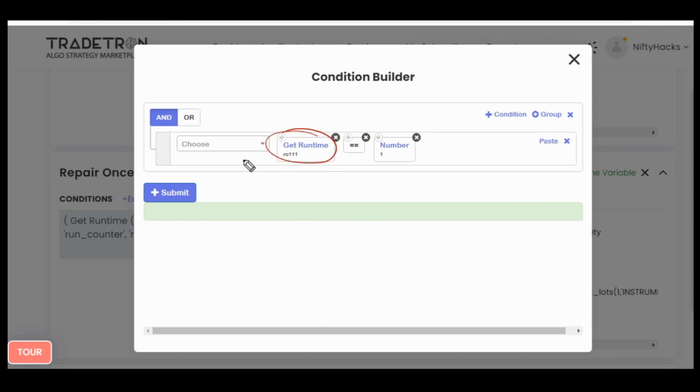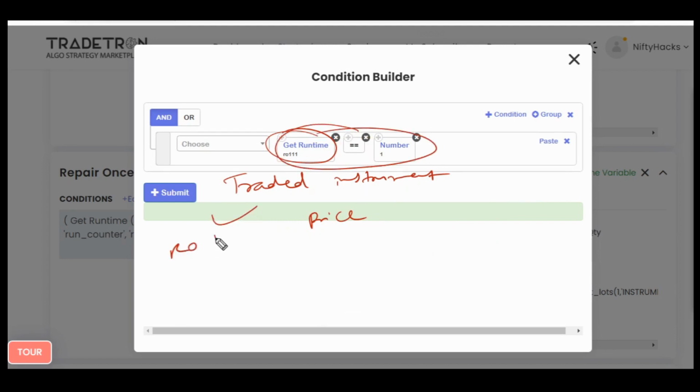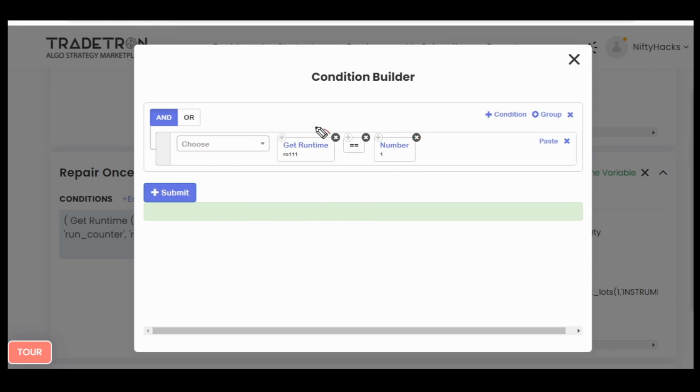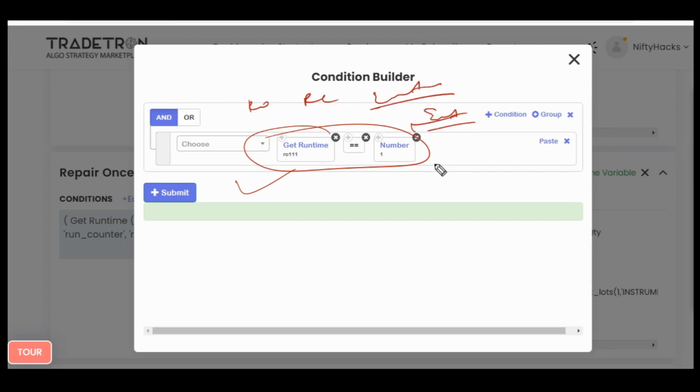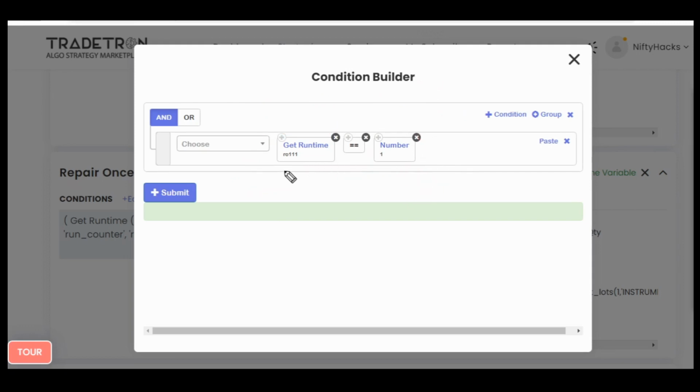Before the introduction of this get runtime variable, if you remember, we were using the traded instrument price to check whether RO1 happened or not. But now, after the introduction of get runtime, it is very easy to check whether any repair ones, any repair continues, or any entry or exit condition has happened or not. So it's very easy from now onwards. I'm really thankful to the Tradetron team for providing such tools, so that non-coder people like me are also able to code these kinds of strategies on the platform.